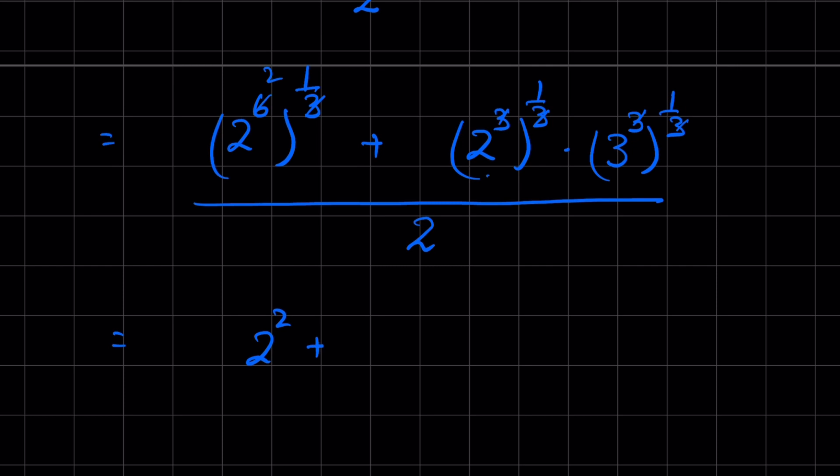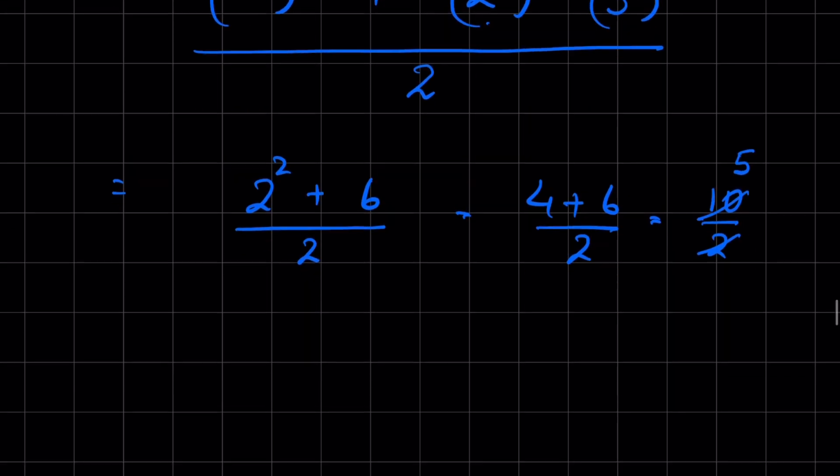Upon 2, we have 2 square plus 2 times 3 is 6, upon 2. 2 square is 4 plus 6, upon 2, is equal to 10 upon 2, or 2 times 5 is 10. So the answer is 5.